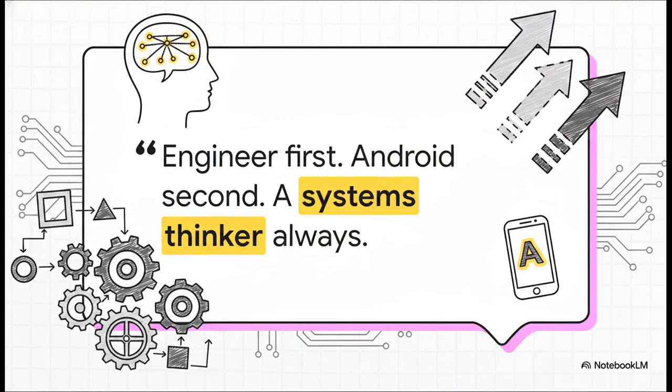Which brings us to this powerful closing quote from the source material: engineer first, Android second, a systems thinker always. This has got to be your ultimate mindset shift. If you approach your preparation just trying to be a good app builder, you are aiming way too low for FAANG in 2026. You absolutely must elevate your perspective to that of a systems thinker.